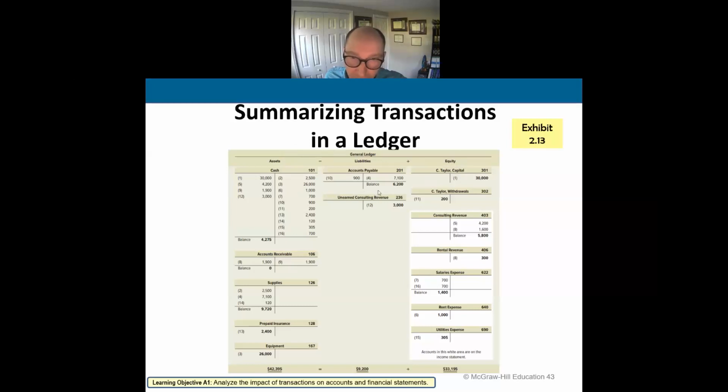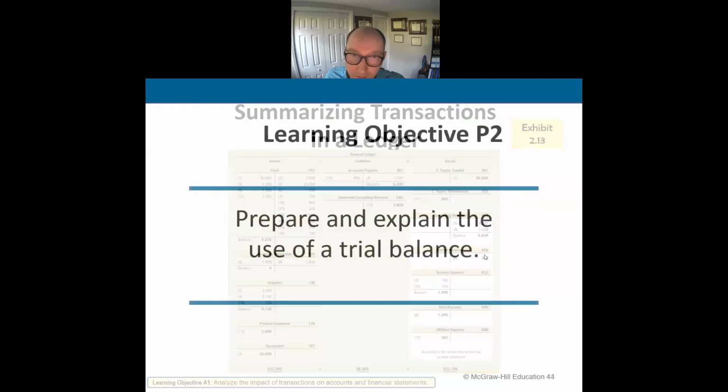So we total all of our liabilities for the credit side. 6,200 plus 3,000 is 9,200. Plus all of our equity transactions: 30,000 plus 5,800 plus 300 plus 1,400 plus 1,000 plus 305 is 33,195. 33,195 plus 9,200 equals 42,395. Your assets always equal your liabilities plus equity. This is just another way of displaying that, right? The ledger.